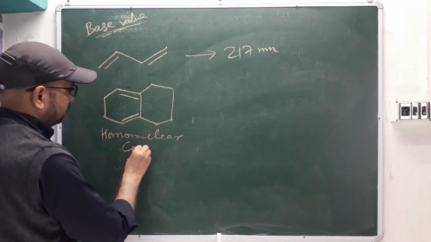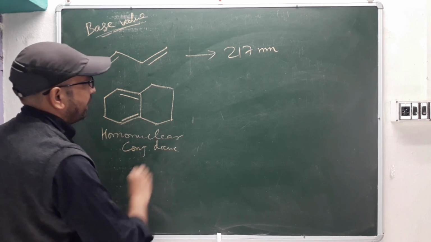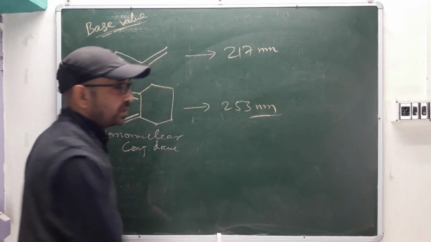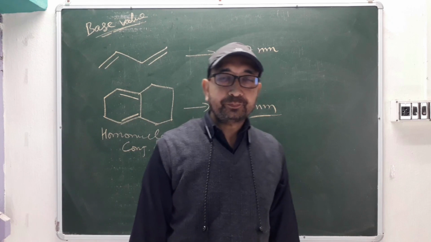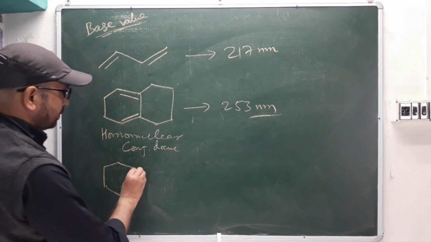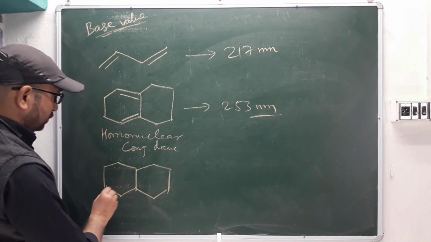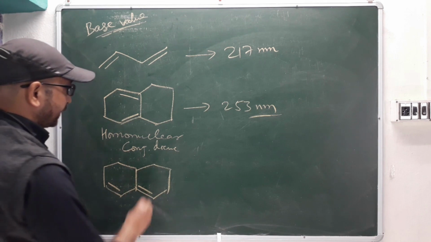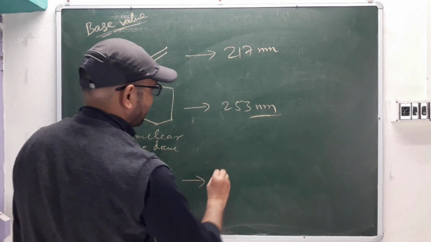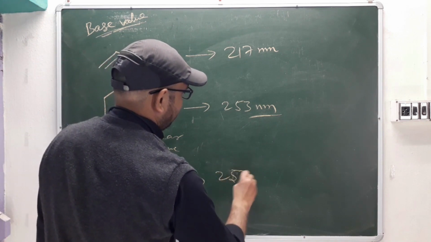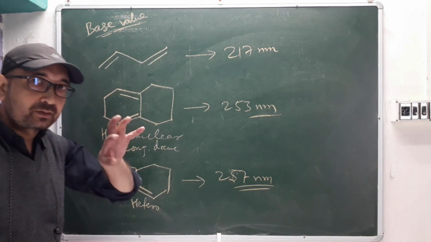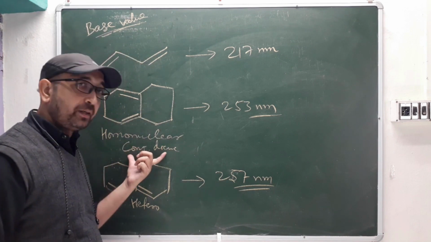Homonuclear conjugated diene. What will be the value? 253 nanometer. Correct. And for heteronuclear conjugated diene, what will be the value? This one and this one. So heteronuclear conjugated diene, 257 nanometer. Okay, homonuclear means, if they are asking by name, directly you can write this one.